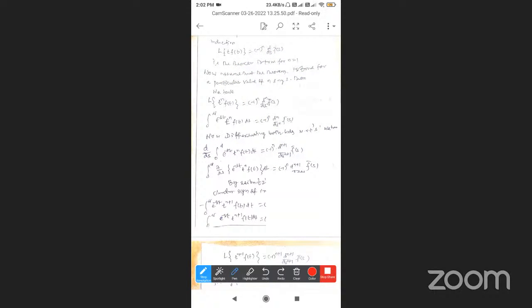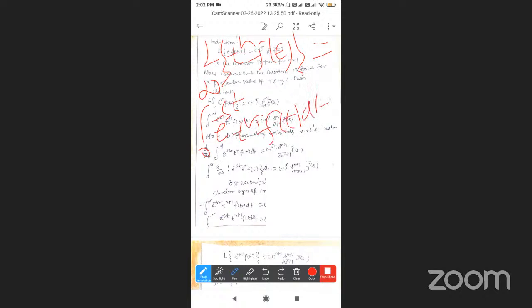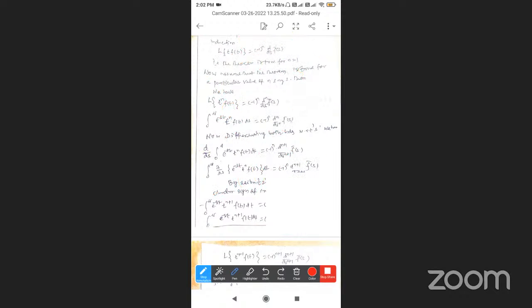Now for n plus 1 we have to prove. The Laplace transform of t power of n into f of t is equal to the same right side. By the Laplace transform formula, integral 0 to infinity e power of minus st into t power of n into f of t dt is equal to minus 1 whole power of n, d power of n by ds power of n into f bar of s.